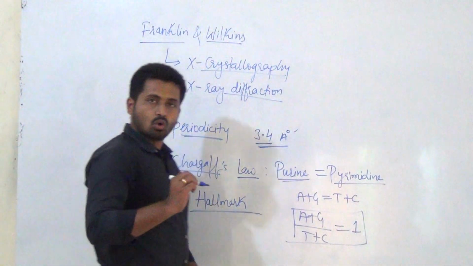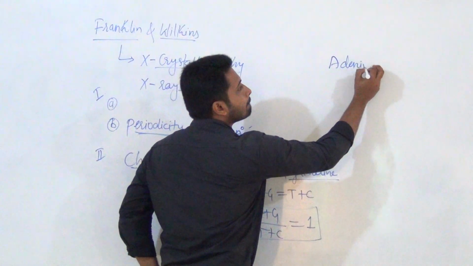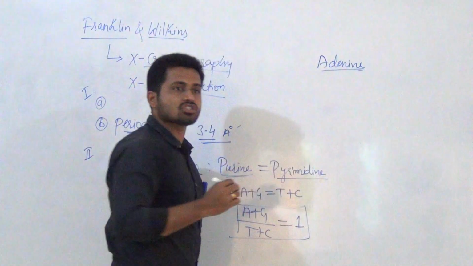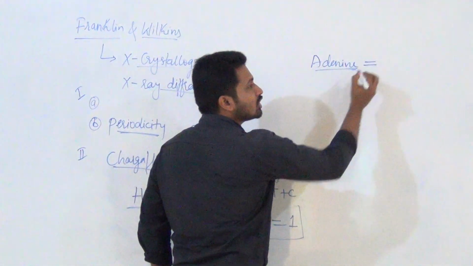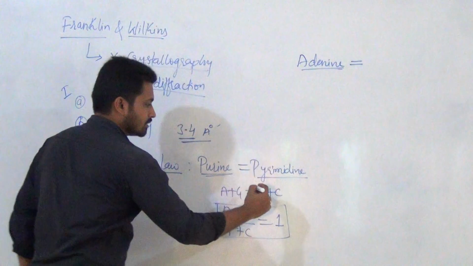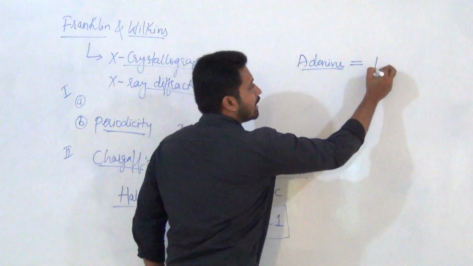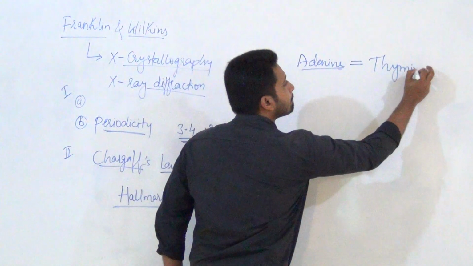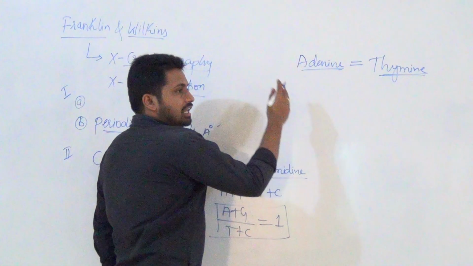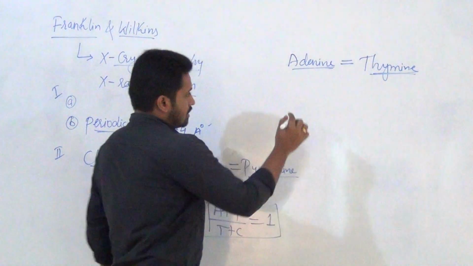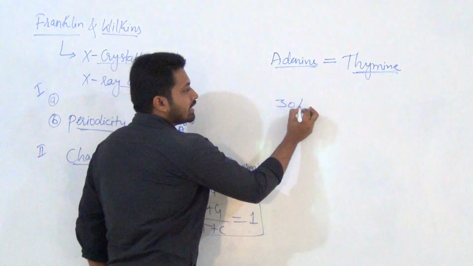Why are we considering this point as the hallmark? Because if you know the concentration of adenine, you can automatically predict the concentration of what? Thymine, because you know adenine pairs with thymine. Simple example we will see here. In a DNA, there is 30% of guanine.